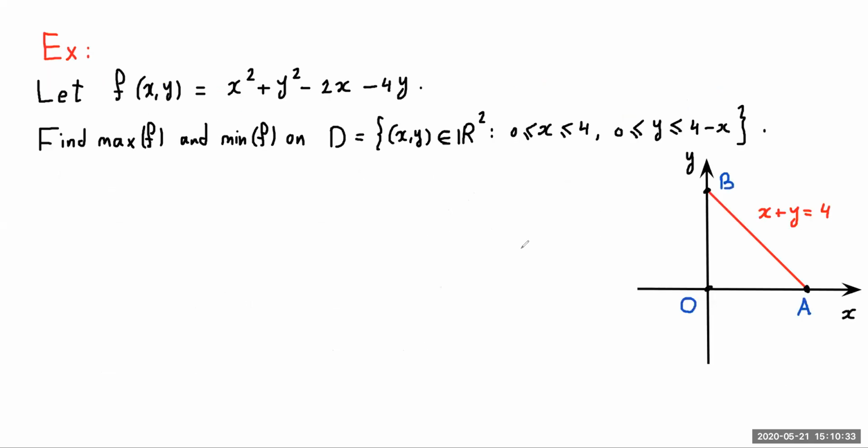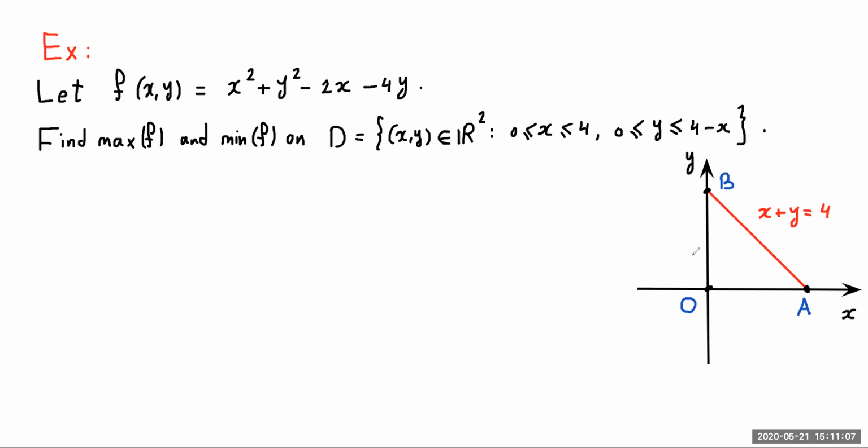Let's finish with this exercise. Let's suppose that the function f(x,y) is equal to x^2 + y^2 - 2x - 4y. Find the maximum of f and the minimum of f on the region D given by x between 0 and 4, y between 0 and 4 - x. So this region is exactly the triangle OAB with the three sides OA, OB, AB.